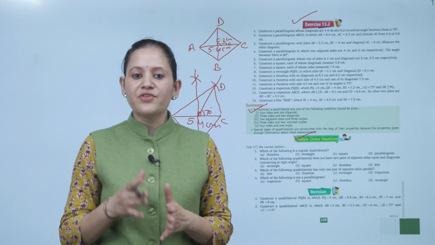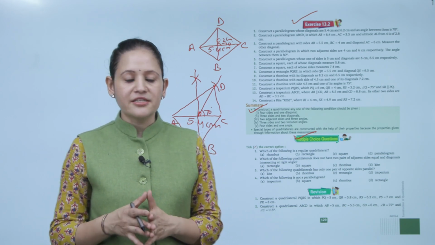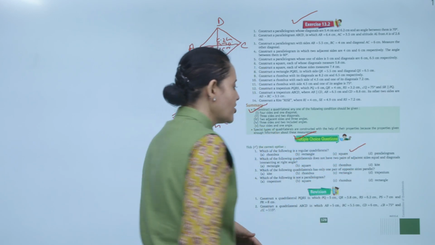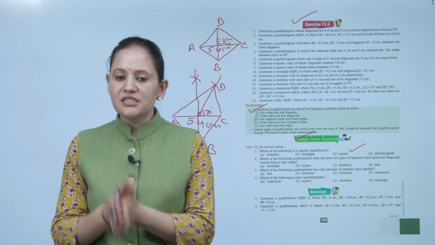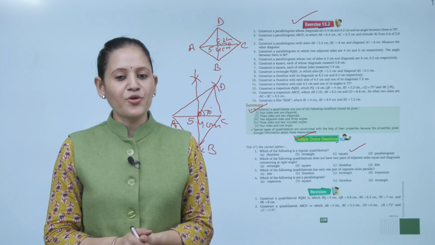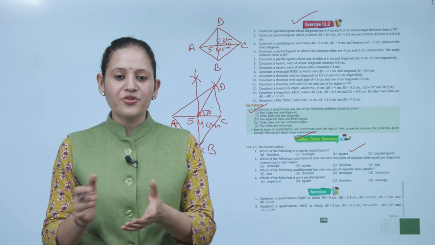Take the correct option. Which of the following is a regular quadrilateral? So regular quadrilateral, square is a regular quadrilateral. So option C is the correct answer here. So here we end the chapter. I hope you understand well. Now you have to practice it.